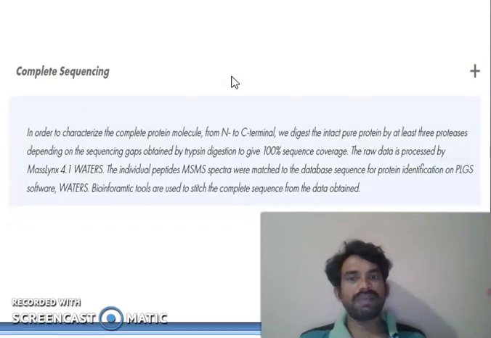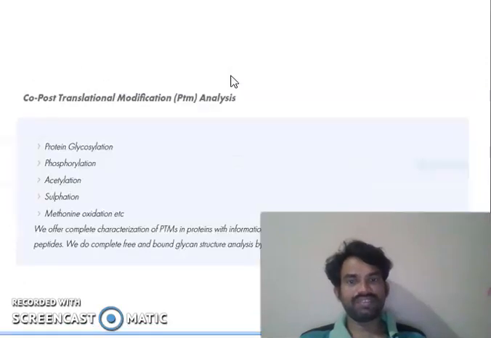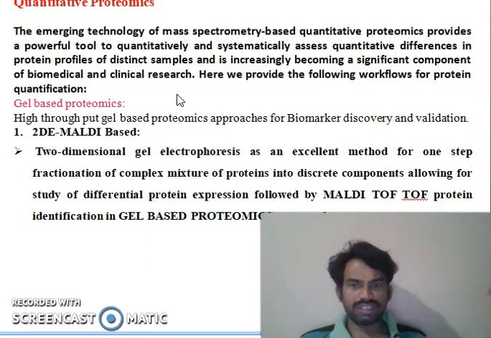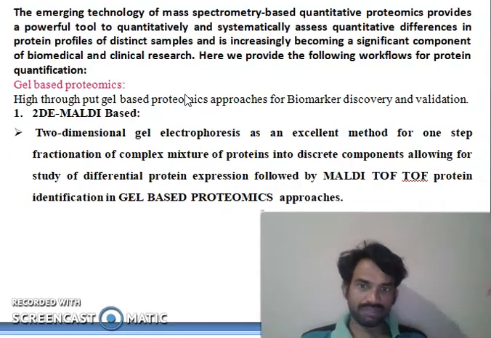These are the basic techniques important to identify protein structures. Then you can see the complete sequence of the various techniques: co- and post-translational modification analysis, quantitative proteomics. You can see emerging technologies, mass spectroscopy based proteomics used as a powerful tool to quantitatively and systematically assess the quantitative difference in the protein profile of distinct samples, and it is increasingly becoming a significant component. These are based on proteomics, and 2D MALDI based biomarkers they are using.